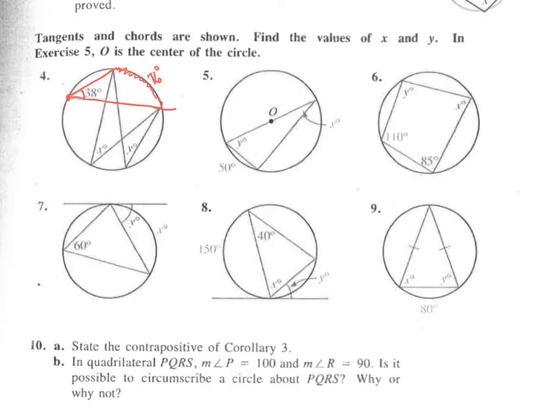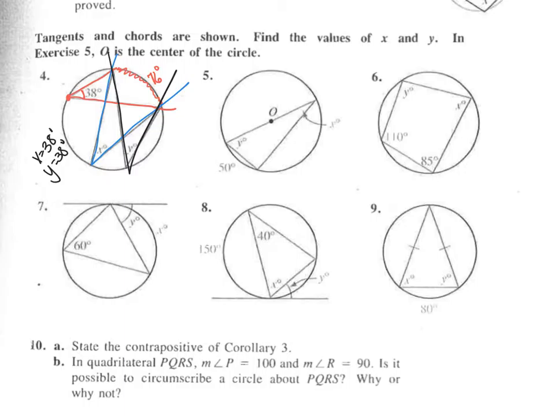Now if you'll notice, X and Y are both inscribed angles that intercept that same arc. So when within a circle we have inscribed angles intercepting the same arc, then those angles have to be congruent to each other. So on number 4, X is also 38 degrees, and Y is 38 degrees.